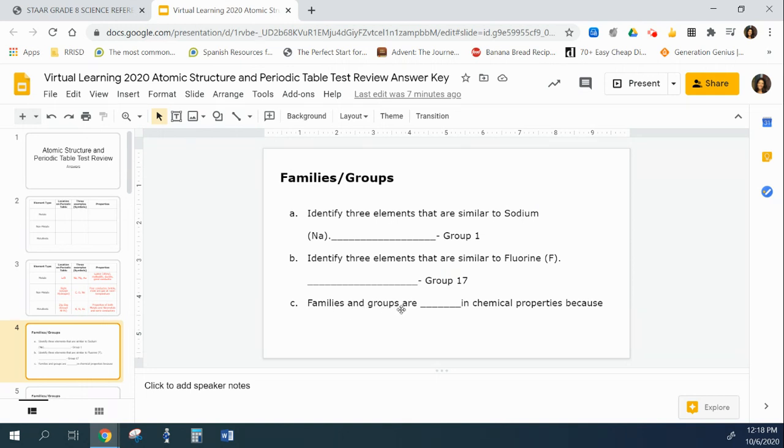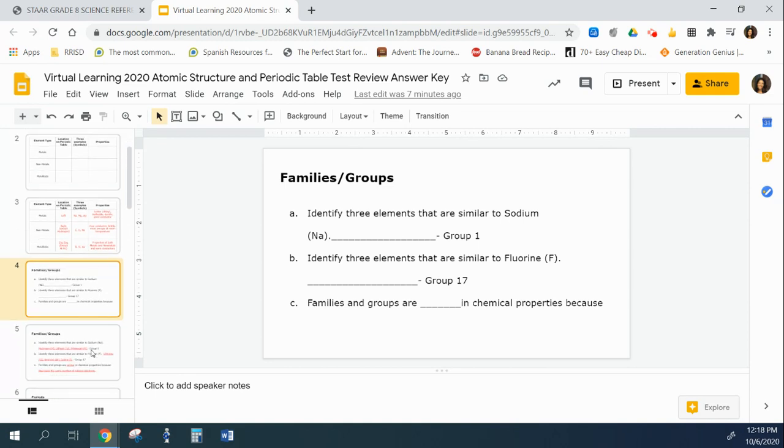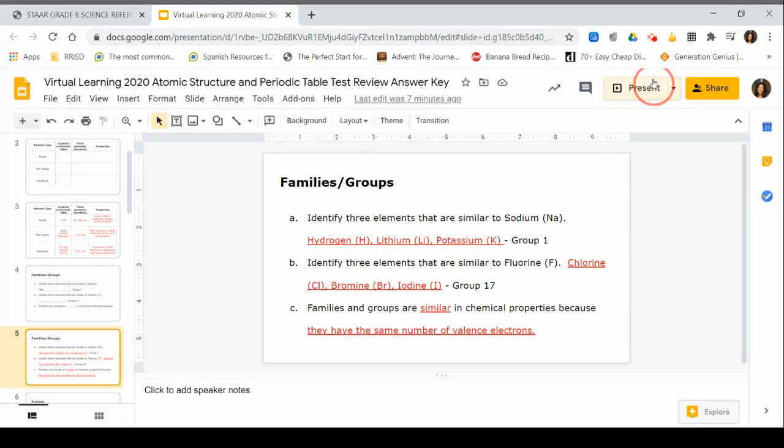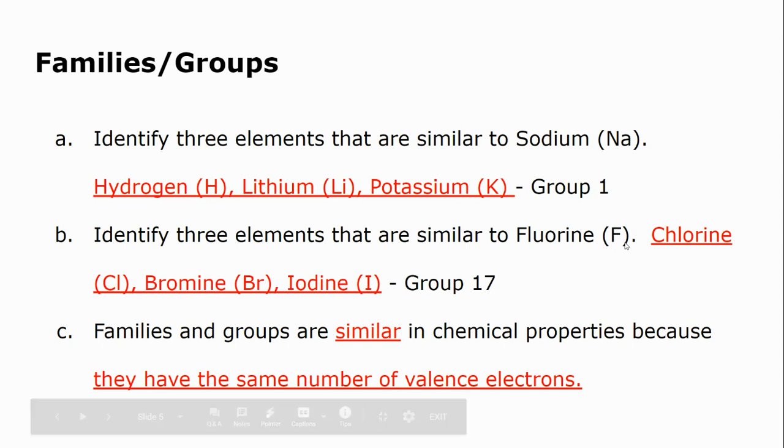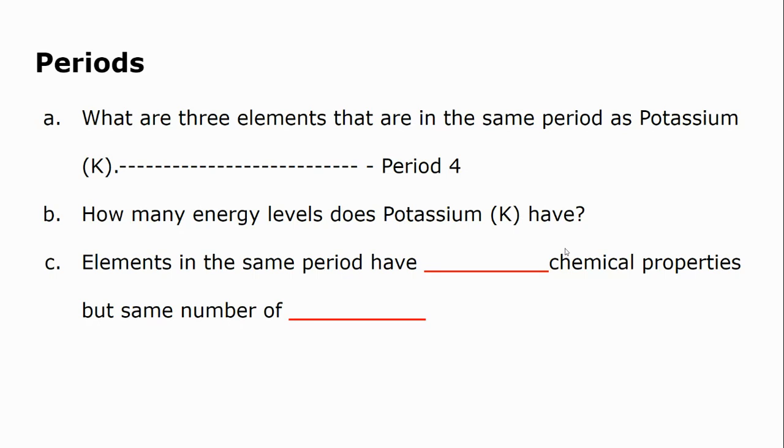And then families and groups are what in chemical properties? So they want to know, are they the same or are they different? Well, if we have the same number of valence electrons, then it means that our chemical properties are similar. And the reason is because you can look at it right here. I'll have the answers up in just a second. They have the same number of valence electrons. So families and groups are similar in chemical properties because they have the same number of valence electrons.